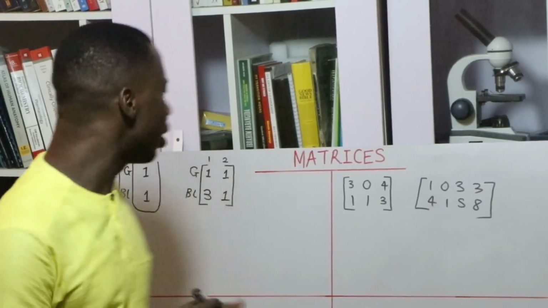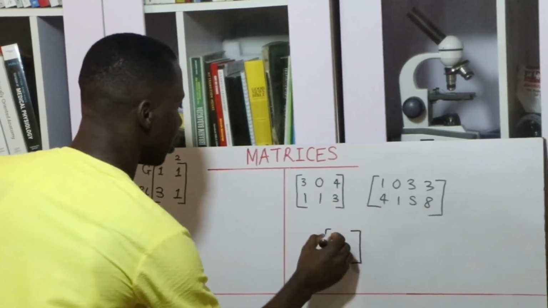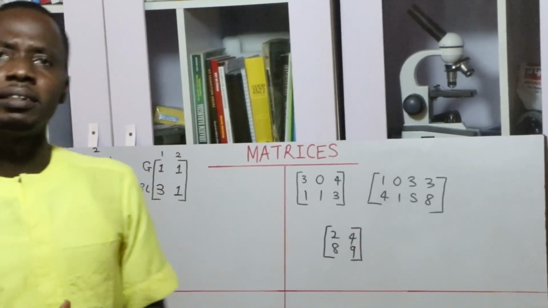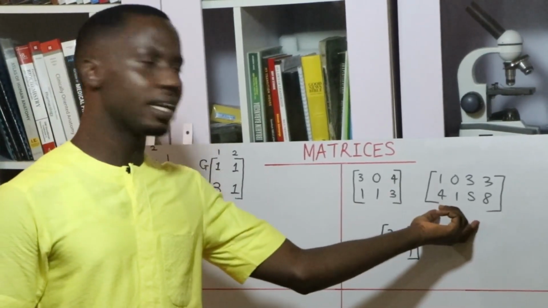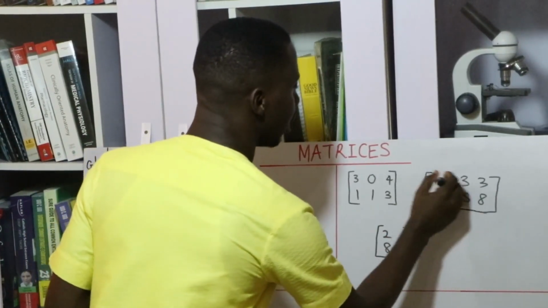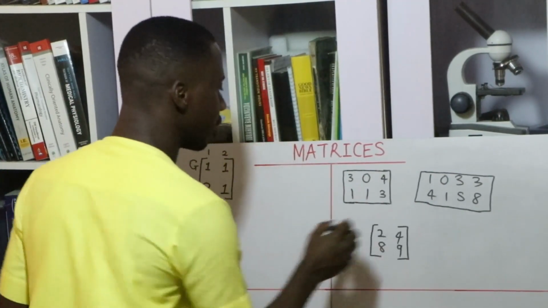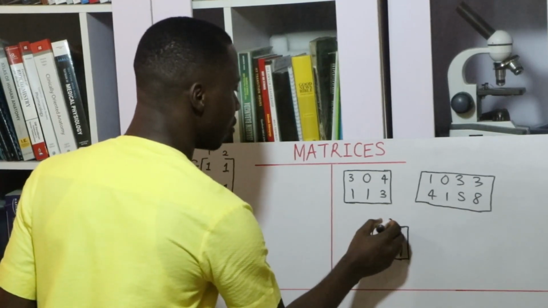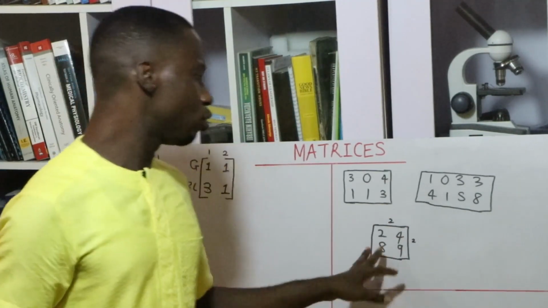Now, this is another example of a matrix. 2, 4, 8, 9. Someone may just ask and say, Mr. Roy, but this does not look like a rectangle. Yes, this looks like a rectangle, because you can easily complete this and it gives you a rectangular shape. You can easily complete that and it gives you a rectangular shape. But when you do this, Mr. Roy, I have two here. You have two numbers on this side, then two numbers on that side. Isn't this a square?